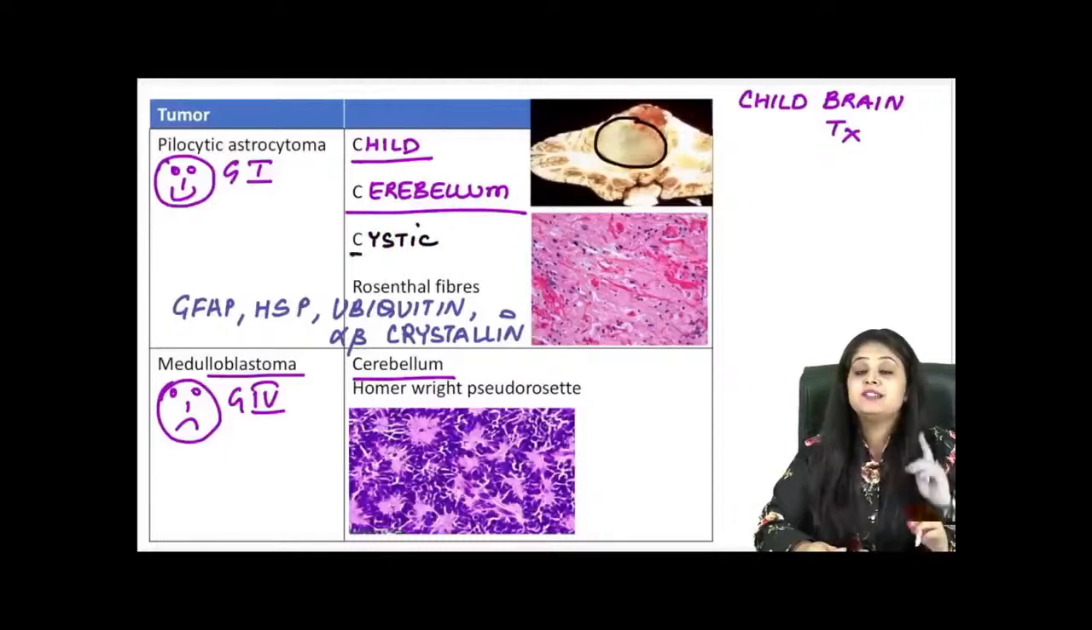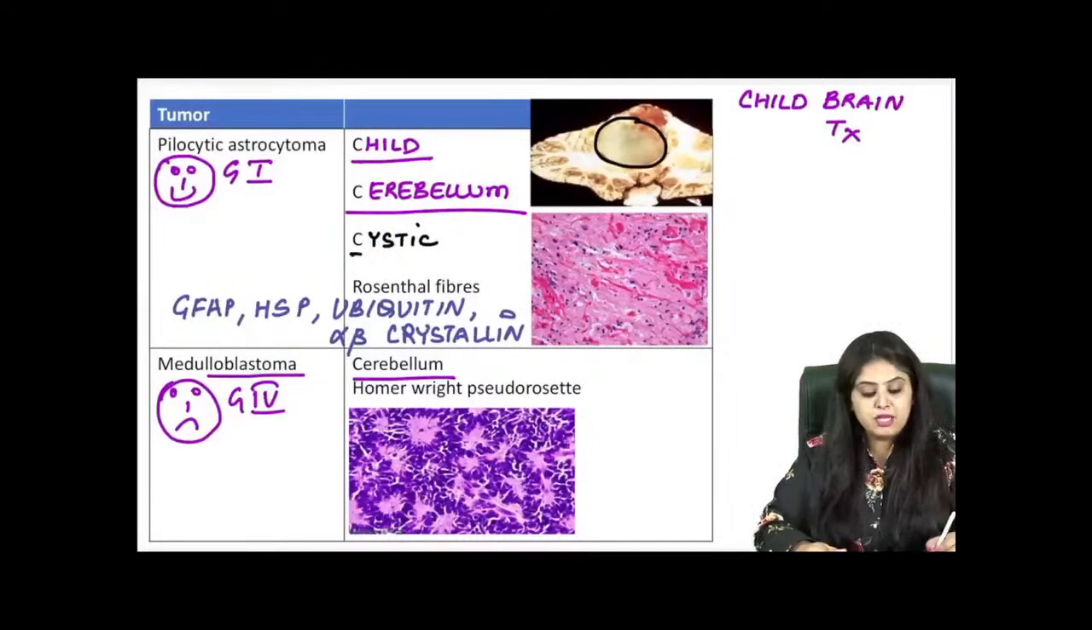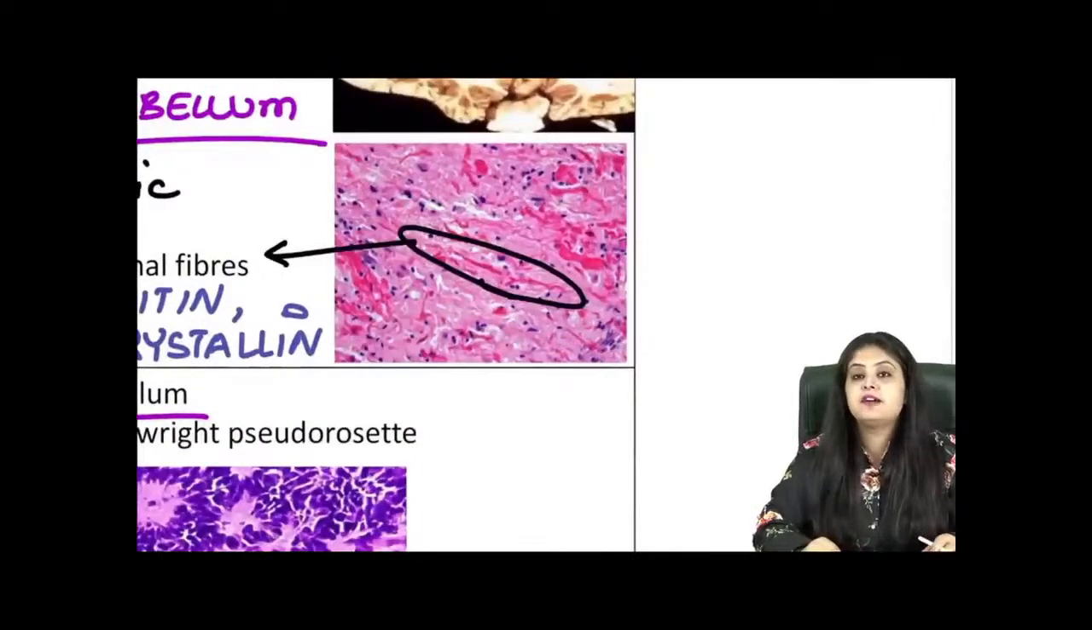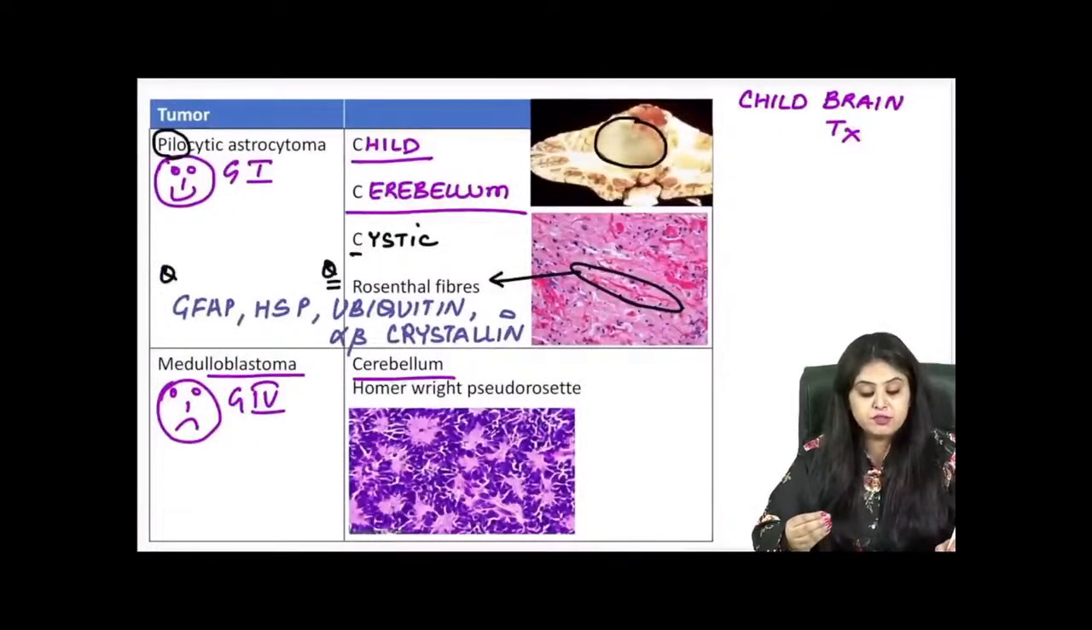When they are talking about child brain tumors, I'm going to discuss brain tumors for the next 5 minutes. When I talk about child brain tumors, there are two. Pilocytic astrocytoma, where the prognosis is 100% excellent, complete survival. It is a grade 1 low grade tumor. I'm not worried. The other is medulloblastoma, where I'm very worried because this is a very high grade tumor, grade 4.